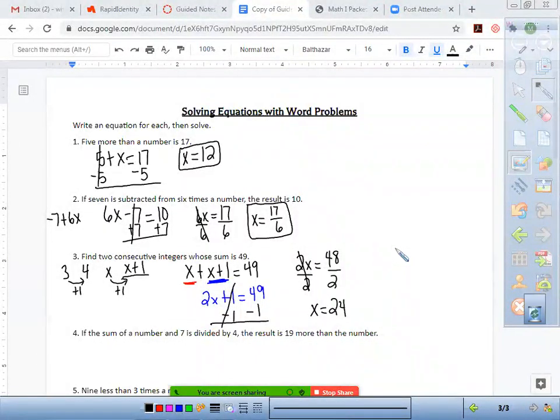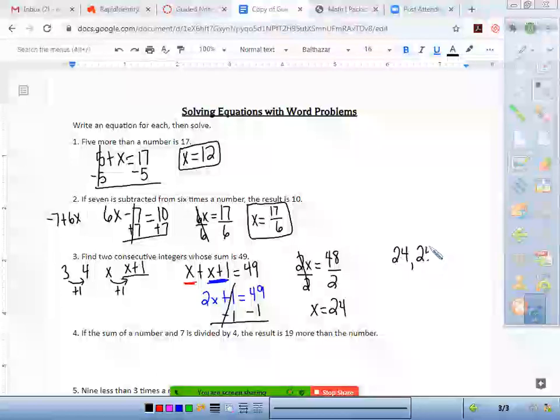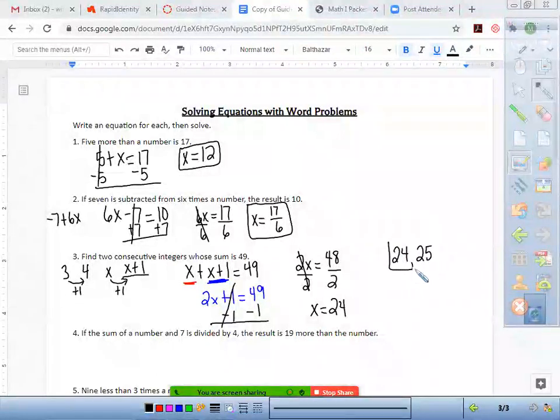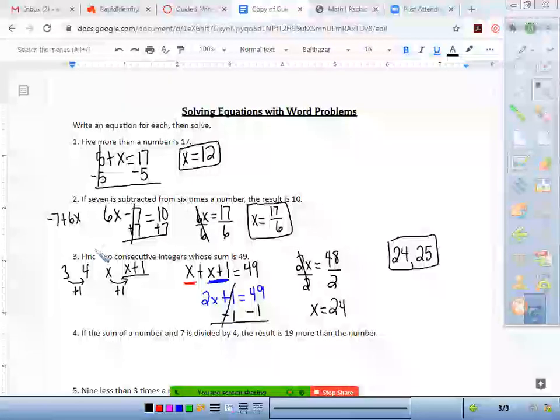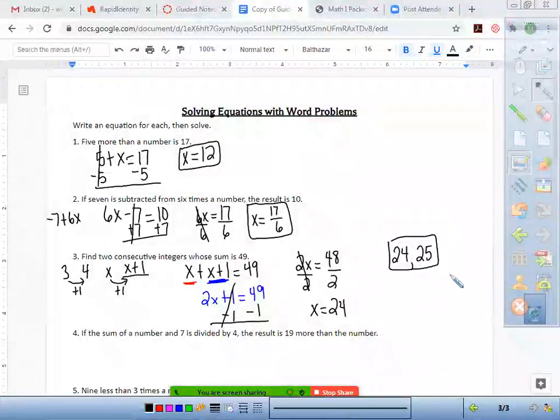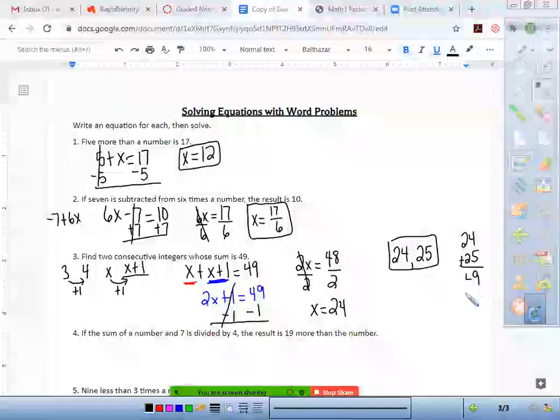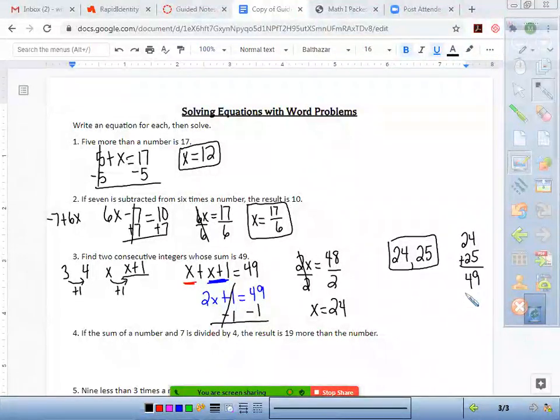So that means the first number is 24. What's the next one? 25, right? Because you got to add one to it. So my 2 answers here, because it said find 2 consecutive integers whose sum is 49, that's going to be 24 and 25. And think about it. If I add those together, 24 plus 25, do I get 49? I do. So those are my 2 answers, 24 and 25.